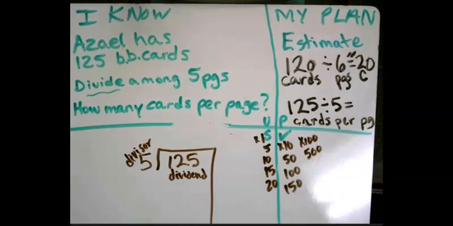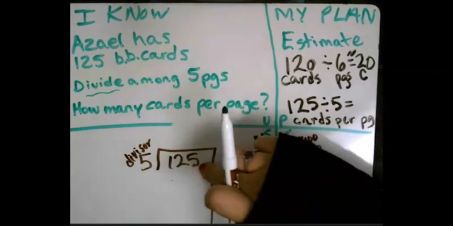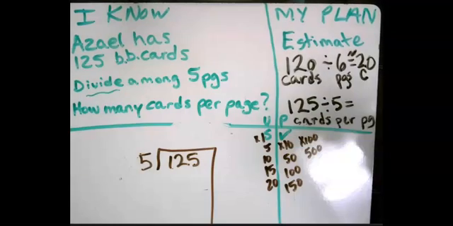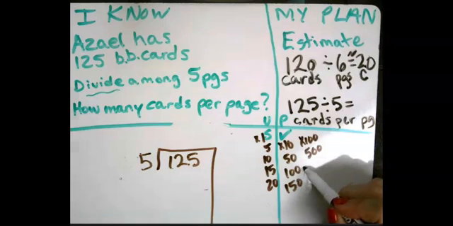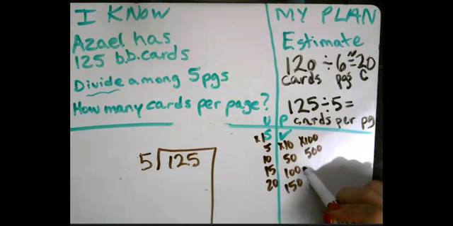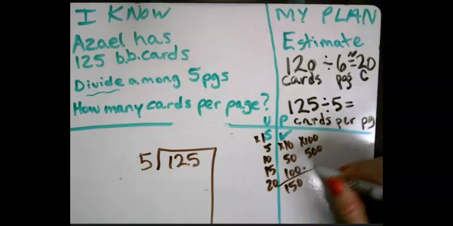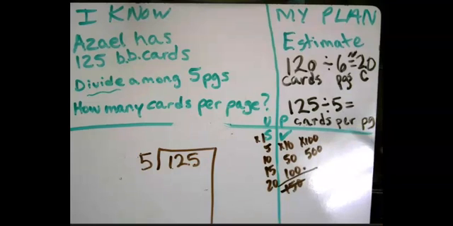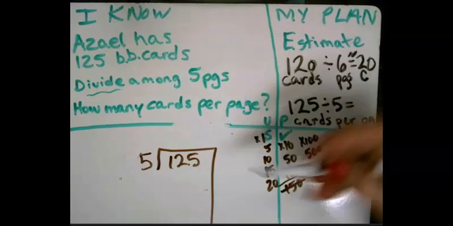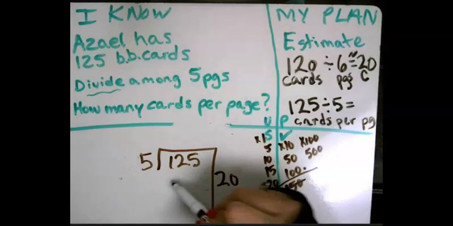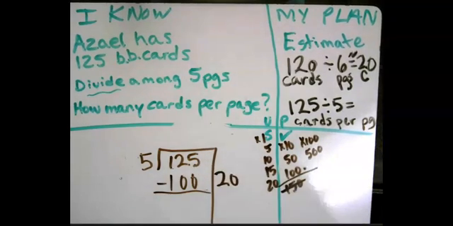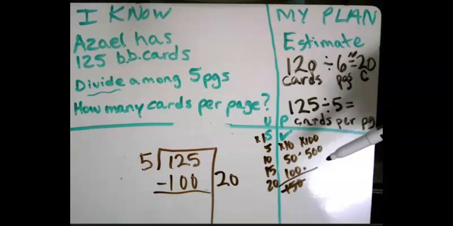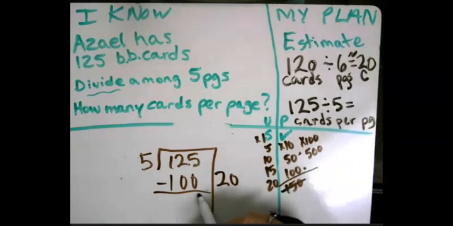All right, so let's go ahead. Pick a multiple of 5 that's close to 125. This is the one that I see that's closest without going over. Okay, we can't go over 125. So this guy we don't need. All right, so 5 times 20 is 100, right? You see that? 5 times 10, 5 times 20. So 5 times 20 is 100. I'm going to subtract.